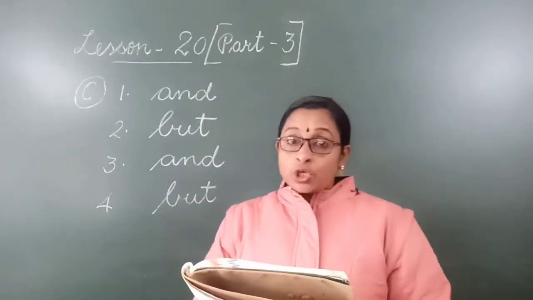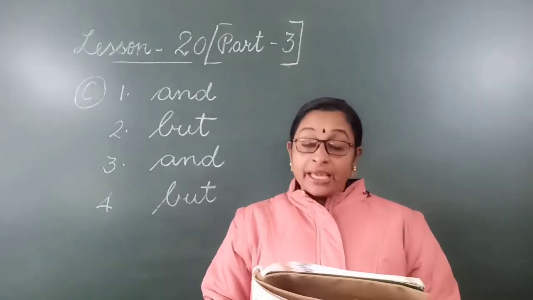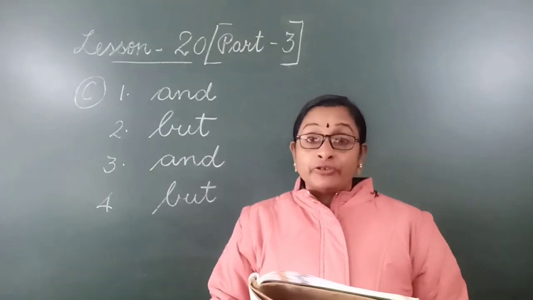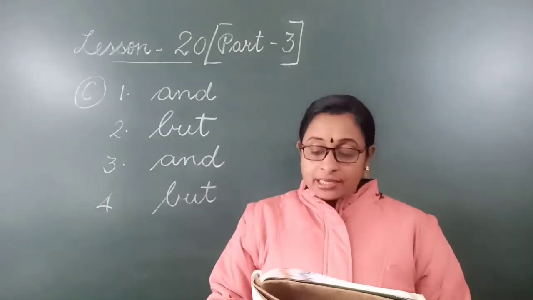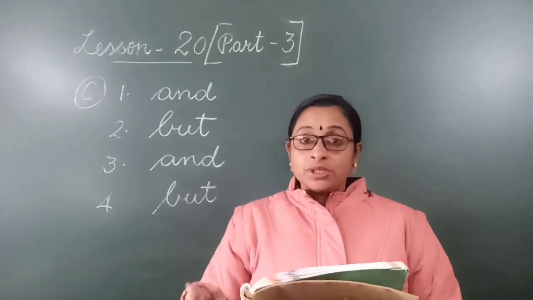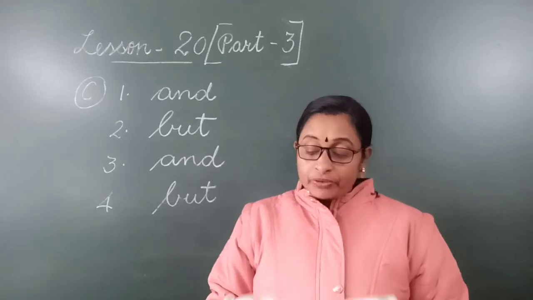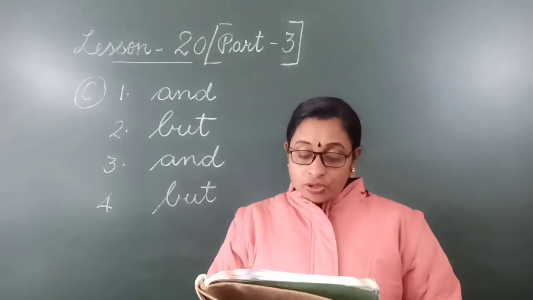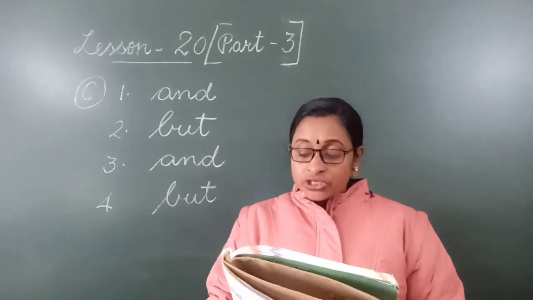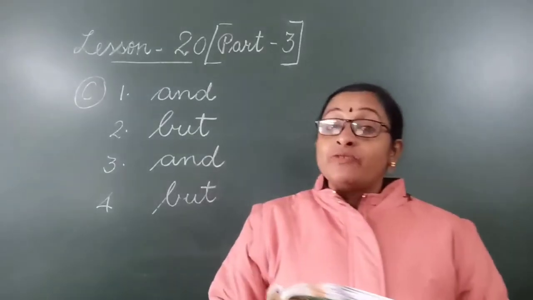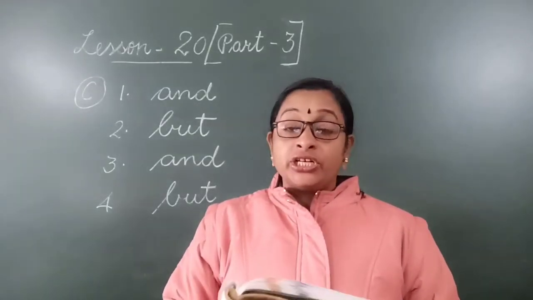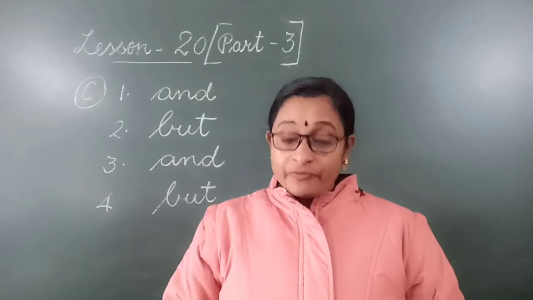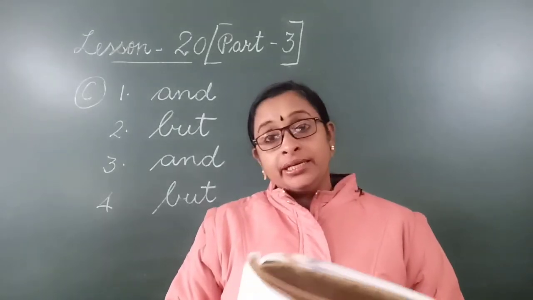Number 3, Tom dash Dick are playing on the beach. With which conjunction do you fill there? Tom and Dick are playing on the beach. Two boys' names, one is Tom, one is Dick. So what do you have to write? And. Last one, number 4. Alice fell down dash. She did not get hurt. Alice fell down, but she did not get any hurt. She did not get any injury. Okay, that is the meaning.